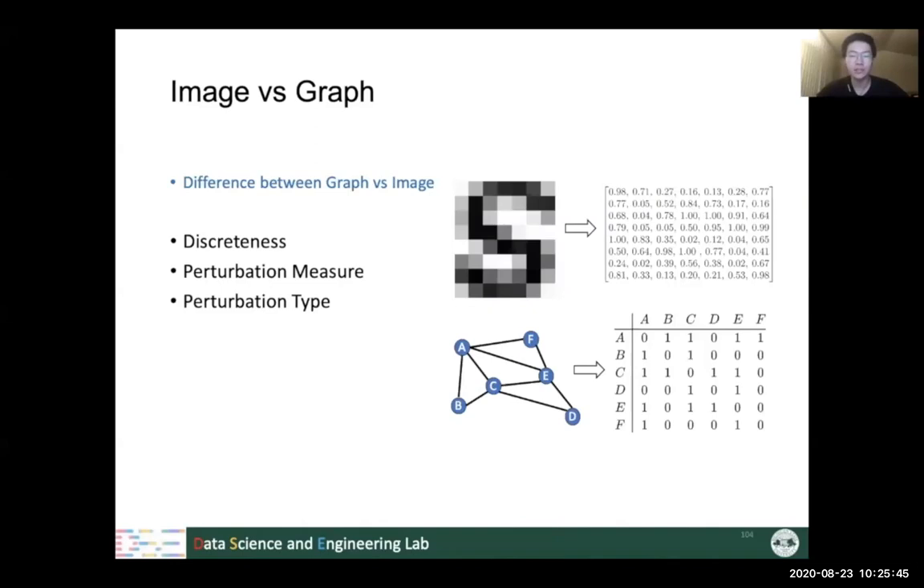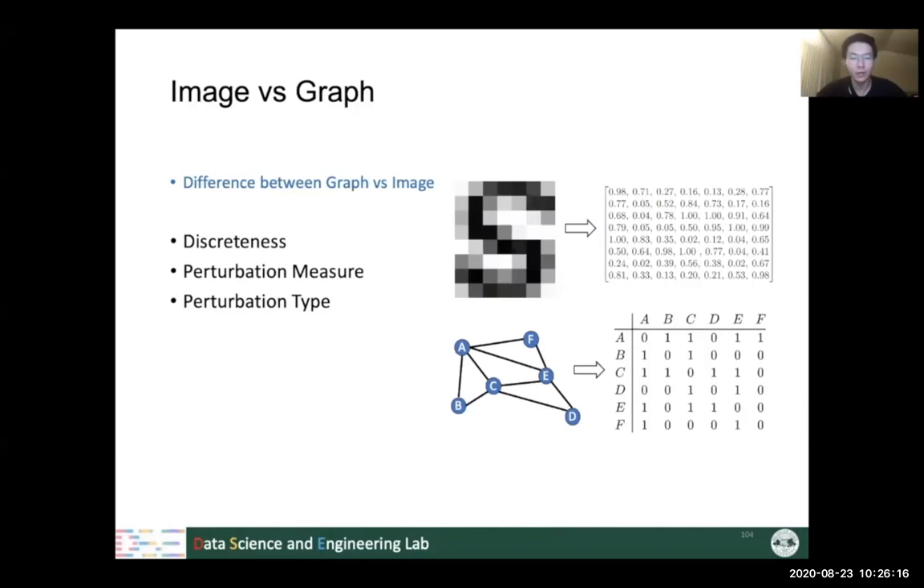The first one is discreteness. As shown in the figure, we know the pixel values in image data are continuous. But for graphs, we usually use an adjacency matrix to represent the graph structure, where 0 means there's no edge between nodes, and 1 means there exists an edge. So we can say the adjacency matrix is discrete, it is binary.